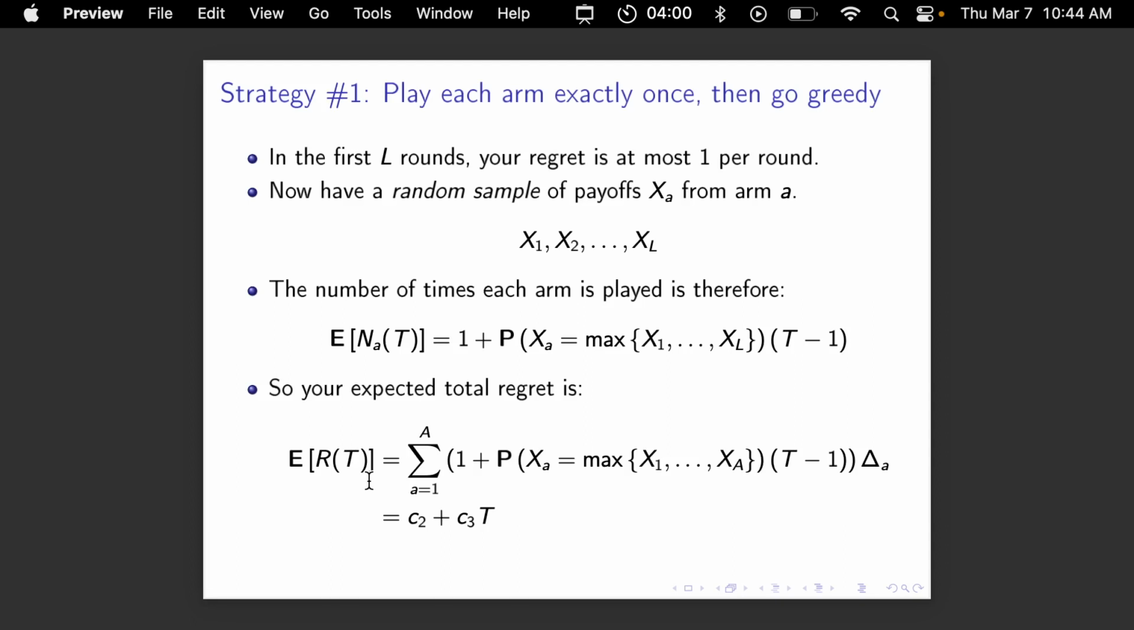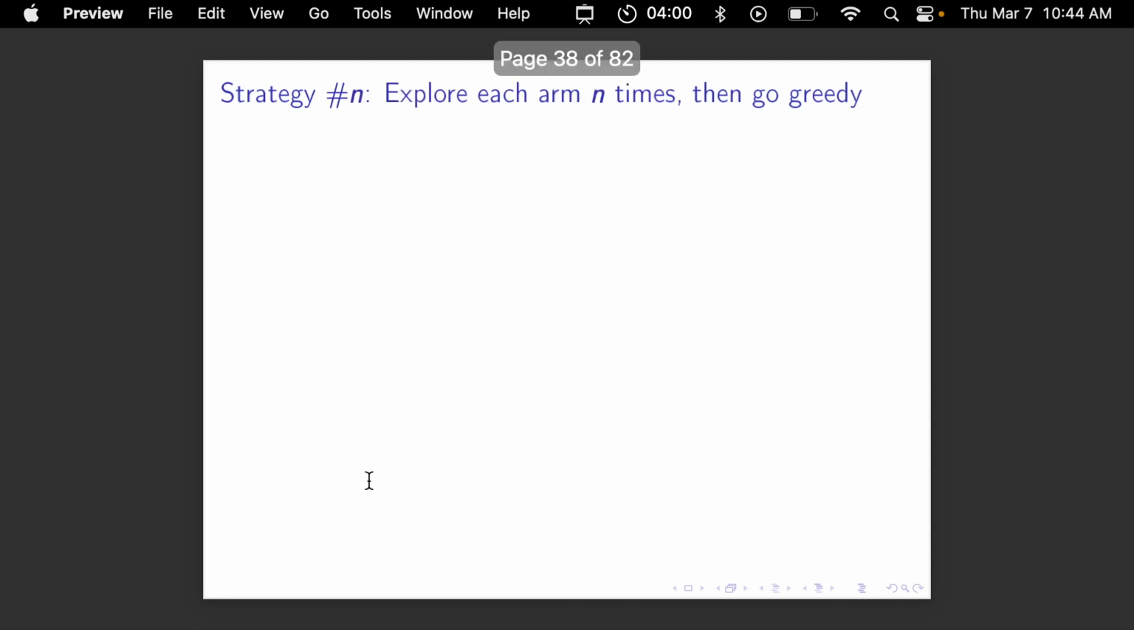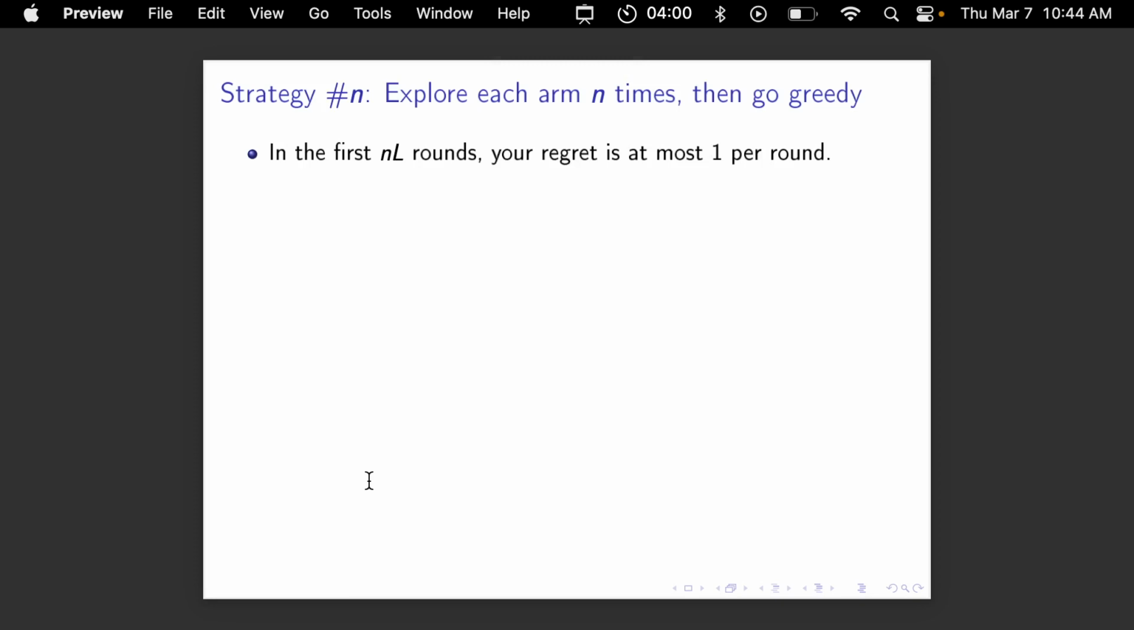We're going to soup this strategy up. Instead of trying each arm once at the beginning, we're going to try them n times. And then we're going to go greedy after that. And this is the strategy we're going to analyze in a lot of detail. Explore each arm n times, then go greedy. Okay, so in the first nL rounds, you're just exploring, I'm going to say the regret is at most 1.